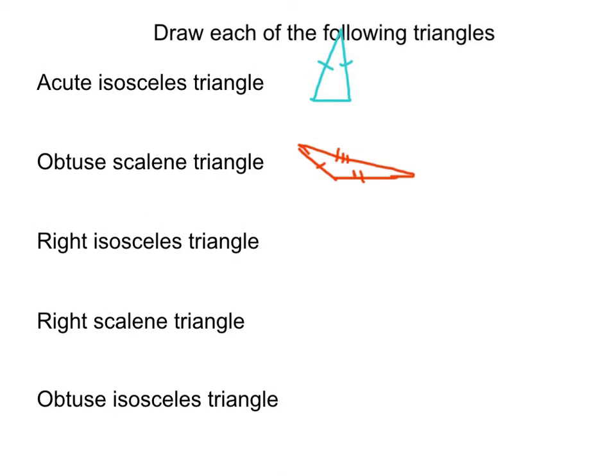Our next one is a right isosceles triangle. So I'm going to start by drawing the right angle, and then I'm going to make these two sides the same length. And there we have the right isosceles triangle. Our next one is a right scalene triangle. Again, I'm going to start with the angle. This time, I'm going to make one of my sides longer than the other, which will make the third side also a different length. So I have three different side lengths and one right angle, which makes it a right scalene triangle.